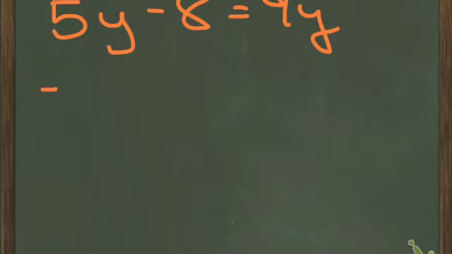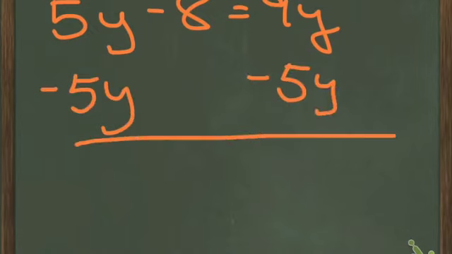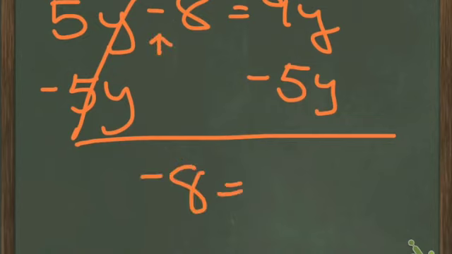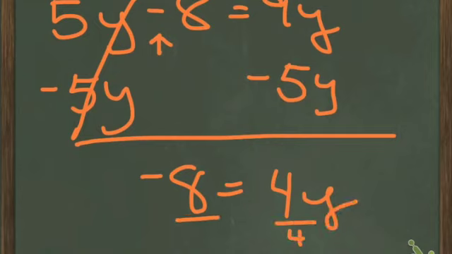So we're going to subtract the 5y over here. We subtract it from its like term. This has a y with it, so it's a like term. Don't forget this negative right there. We're going to be left with a negative 8 equals. Then this 9 minus the 5 is going to be 4y. Divide by the 4, and y is going to equal negative 2.